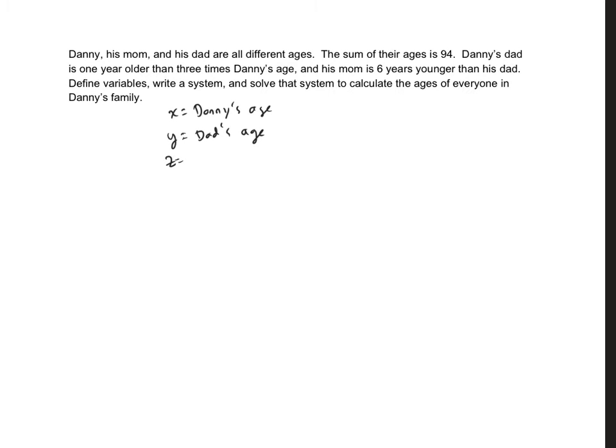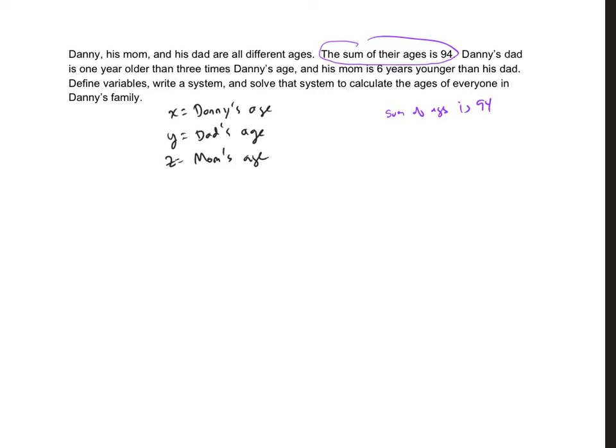And z is his mom's age. So now I need to go through and look for those total numbers or relationships between things in the problem. This is like highlighting the information that came from the last set of guided notes. So we have, first of all, the sum of their ages is 94. So that's going to have an equation. The sum of ages is 94.